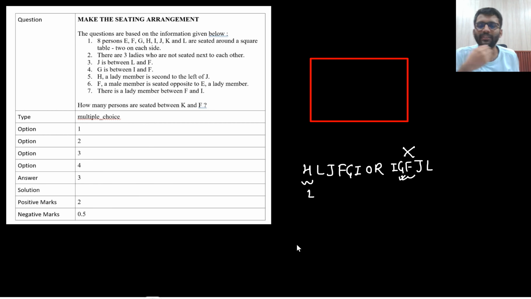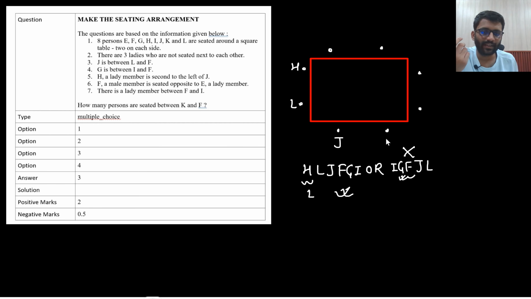F, a male member, is sitting opposite to E, a lady member. So let's fix them. There are 8 people around this square table, so this is how they would be sitting: 1, 2, 3, 4, 5, 6, 7 and 8. So let's start putting them. Let's just say I start from here. H, L, because this order is correct. H, L, J, F and G. So F, a male member, is seated opposite to E. This would be the opposite, right? So here E would be there. This is a lady member, and E is also a lady member.